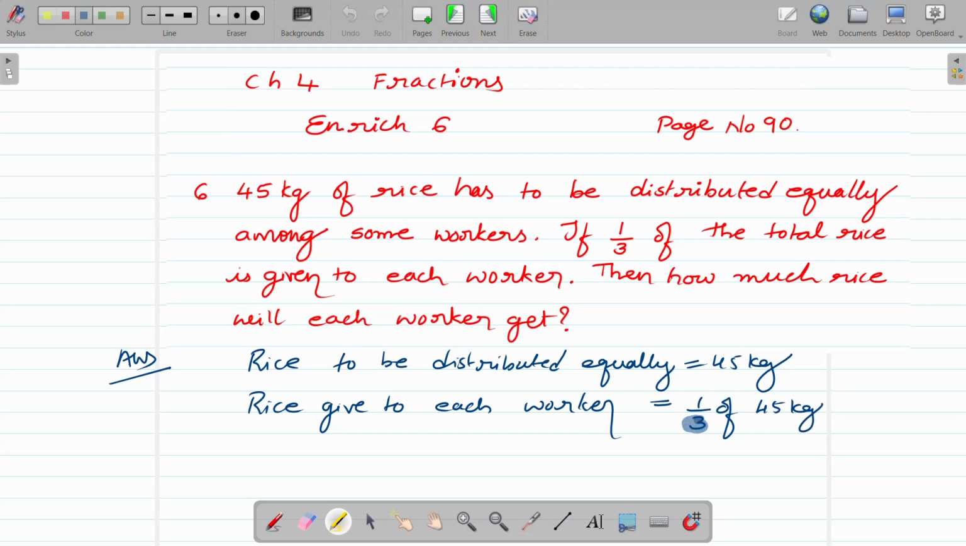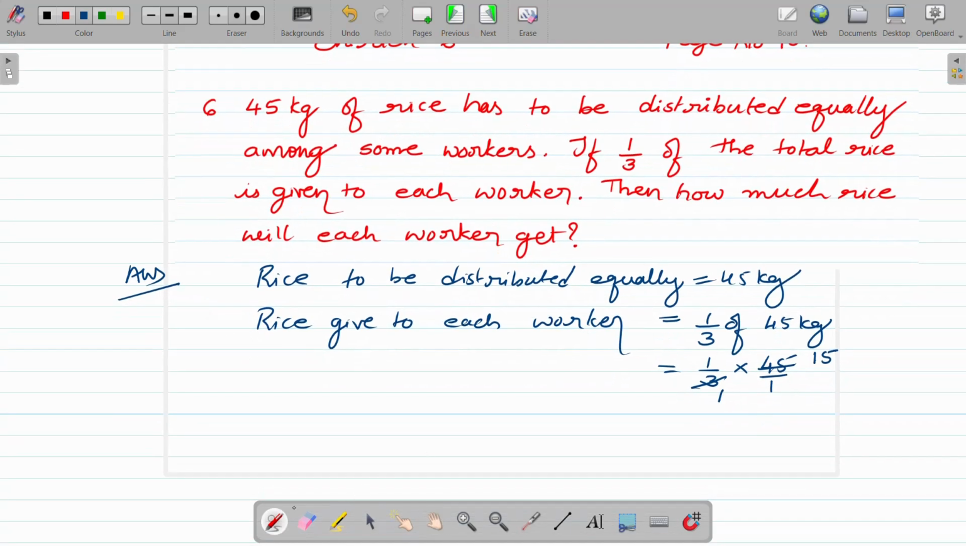So as you can see here, 3 is in the denominator. Denominator itself means the division. So now once we do it, I will write 1 by 3. "Of" means it's a multiplication, and then I will write 45. As you know, 45 means 45 by 1. Now the common factor between this numerator and this denominator is 3. So I will divide both by 3. 3 ones are 3, 3 ones are 3, 3 fives are 15. So after dividing by the common factor, we got the first fraction as 1 by 1, the second fraction as 15 by 1.